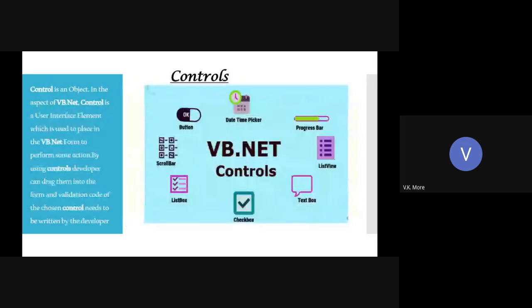Controls. Whatever you see in this diagram, checkbox, combo box, list box, text box, list view, everything is nothing but controls. These controls help the programmer, who can drop them anywhere on the form and write code behind them for proper functioning, and to do things with ease.